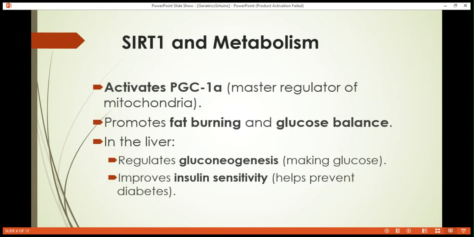Then for Sirtuin 1, it activates PGC1A, which is a master regulator of mitochondria. And Sirtuin number 1 promotes fat burning and glucose balance. And in the liver, it helps regulate the making of glucose and improves insulin sensitivity.